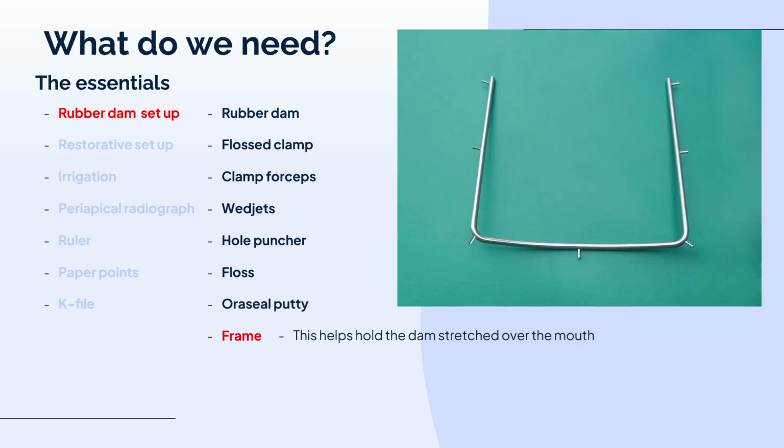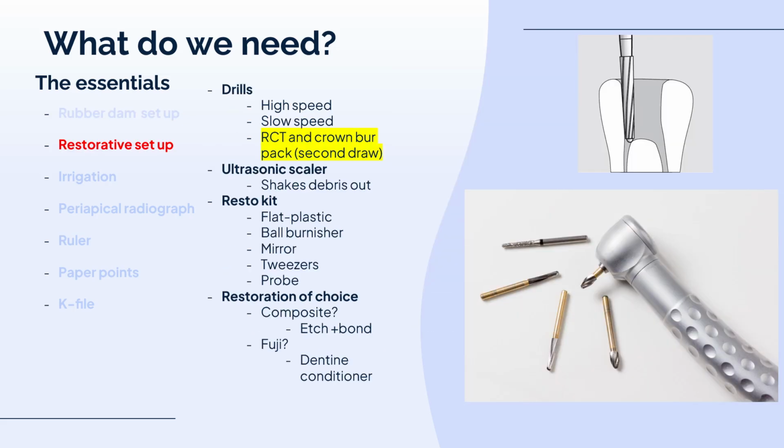You also need the frame. Okay, so these little spikes here, you stretch the rubber dam over it and then it pins it, and that helps hold the dam stretched over the mouth. That's required as well, so when you suction, you don't suck in any loose dam and it gets sucked into the dam and makes a very high-pitched noise.